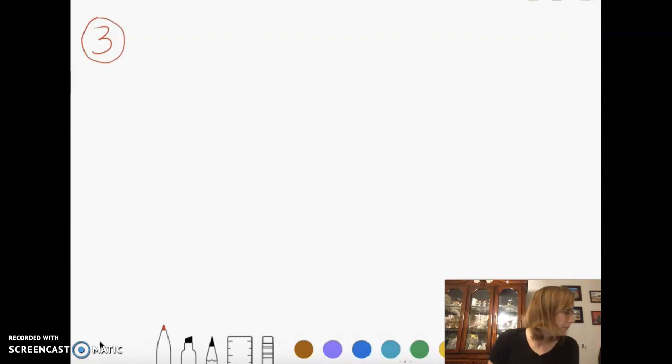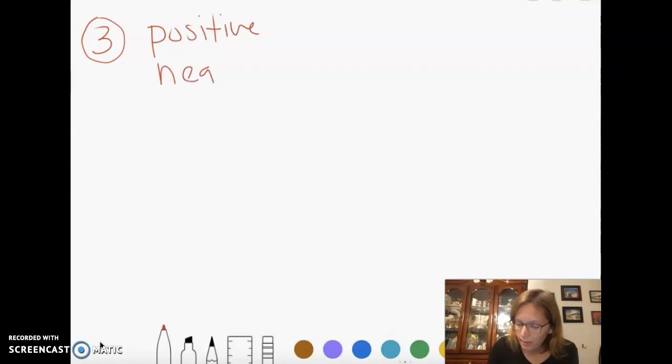Number 3. Name 3 types of relationships shown by scatter plots. So we just talked about one of them in the last problem. So there's positive relationships, there's negative relationships, and there's no relationship. So let me just briefly draw what each of those looks like. This was in your notes.